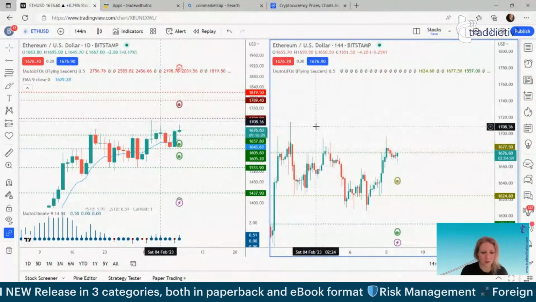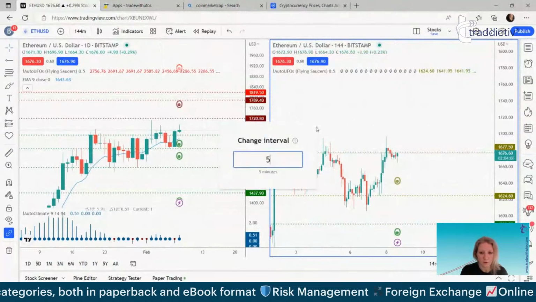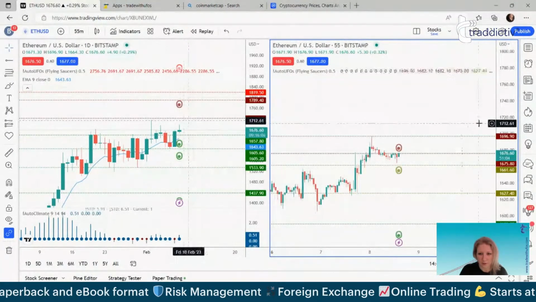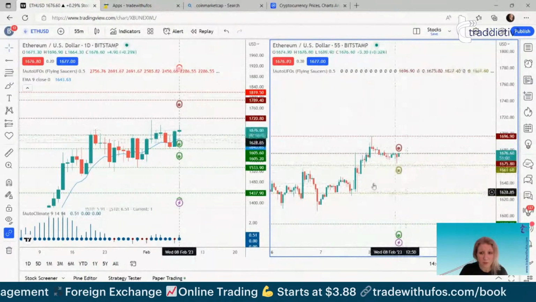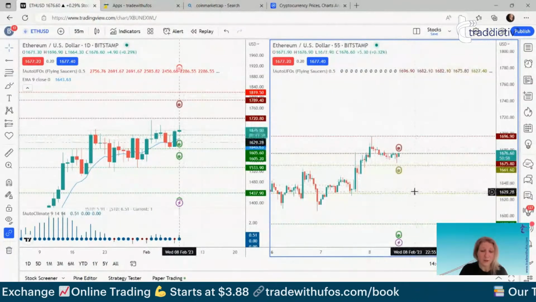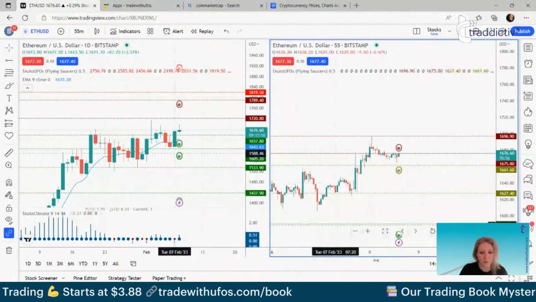And then let's just look at the, oh, that's on a 144. Look at a 55, tying that up a little bit. 1643, brilliant. So it's also fitting within this one here. So on a 55 and a 144, we've got opportunity.